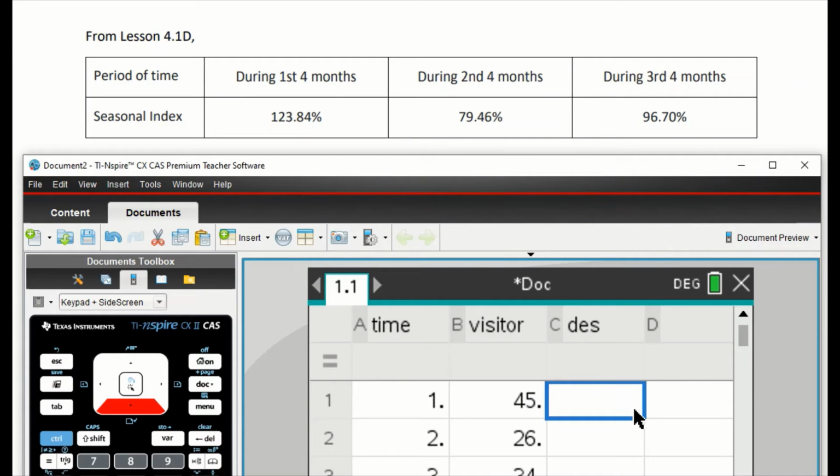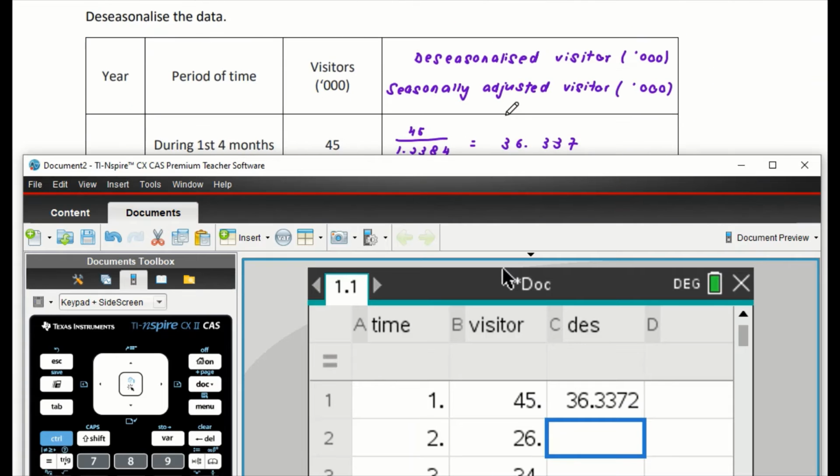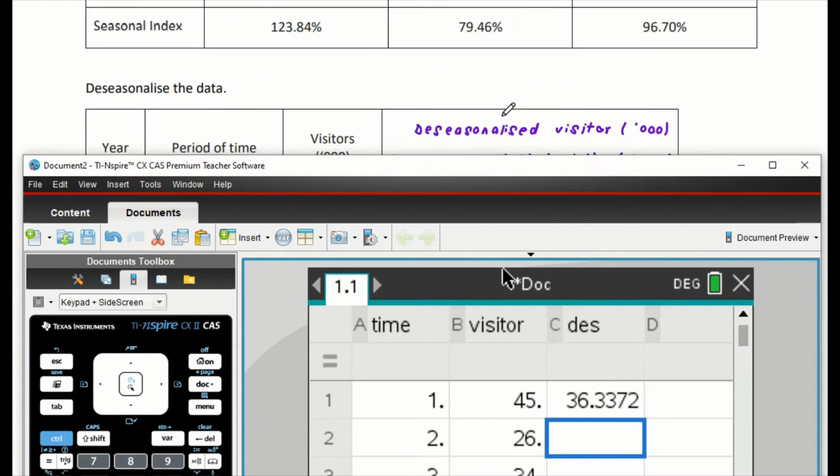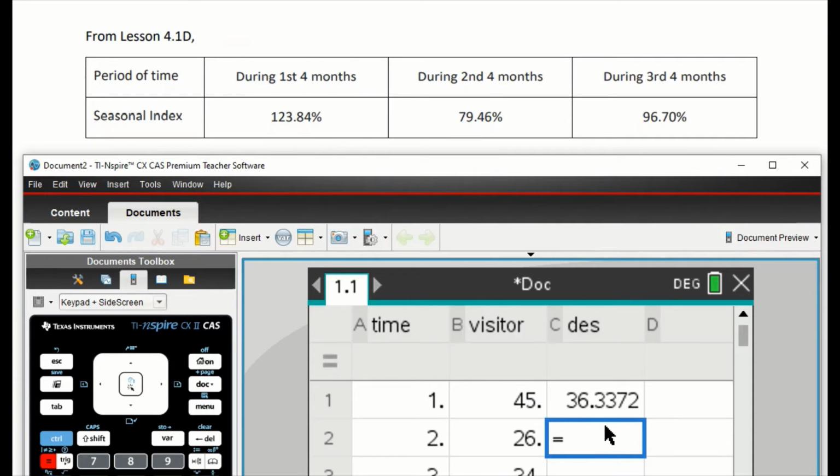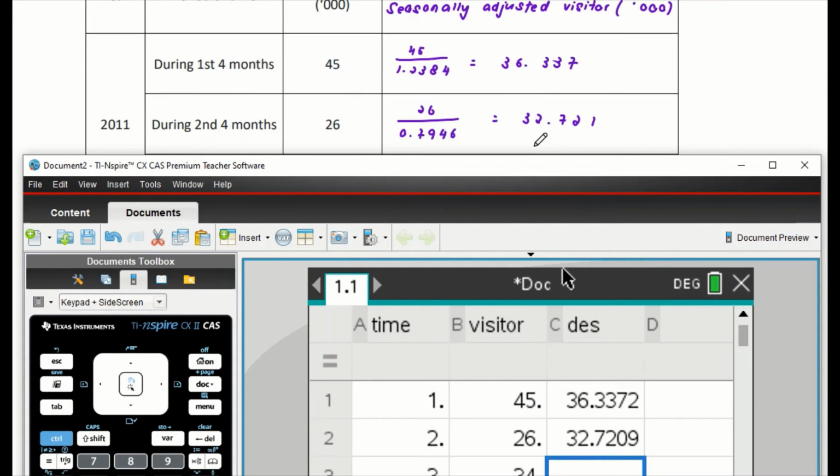So what you can try to do here is equal to, then divide this number by this number, am I right? So 45 is your B1. So cell B1 will divide by 1.2384. Then you can check whether it is the same answer that you get, then you know that it's correct. Then the next one will be equal to cell B2, column 2 and then row 2. So B2 is going to be divided by 0.7946. After you press enter, same thing, you check your answer is correct.